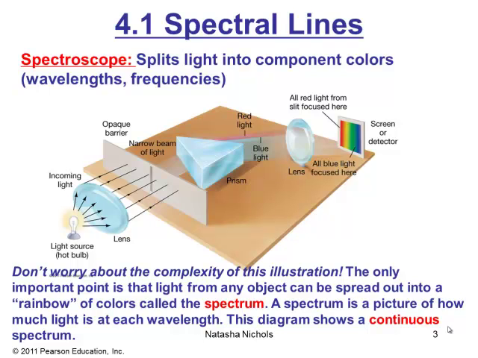Now, I know this illustration is a little bit complex, so don't worry about it. The only important point is that light from any object, whether it's a light bulb or a star, can be spread out into a rainbow of colors, which is what we call the spectrum. Now, a spectrum is a picture of how much light is at each wavelength. And this diagram right here shows what we call a continuous spectrum.